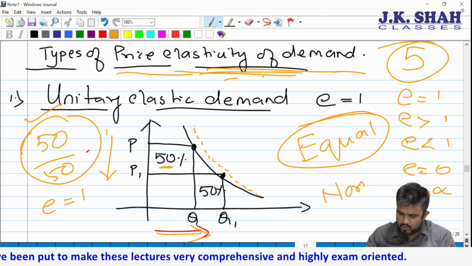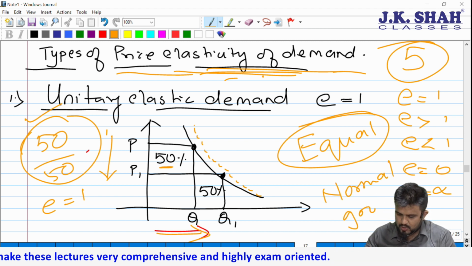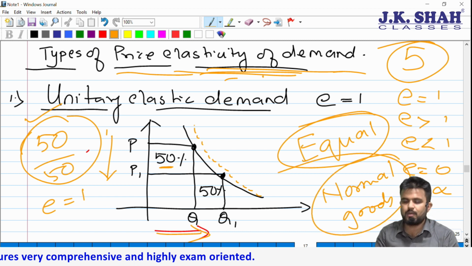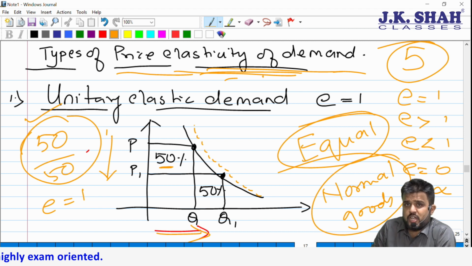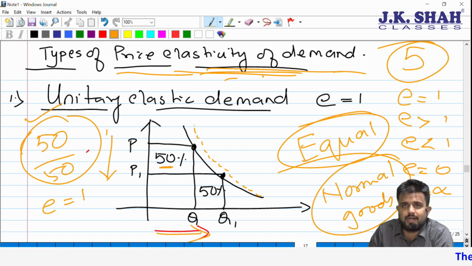Applicable to which goods? Normal goods. Which goods? Normal goods. Like stationery products, maybe books, they come under normal goods category. Chocolate, ice cream.